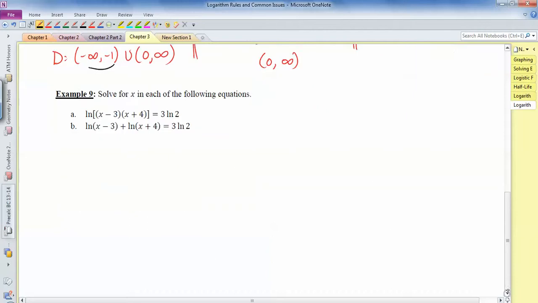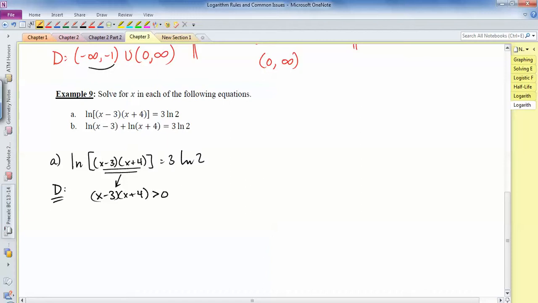So down here, I've got ln of something times something else is 3 ln of 2. Okay, so let's look at that. ln of (x minus 3)(x plus 4) equals 3 ln of 2. Okay, let me write ln the same way. A good thing to do out of habit is let's look at the domain. Anything I plug into a log has to be a positive value. So I know that this has to be positive.